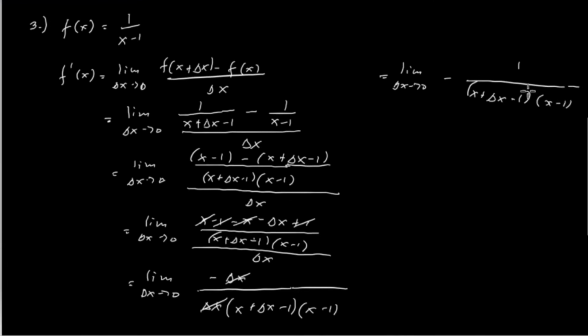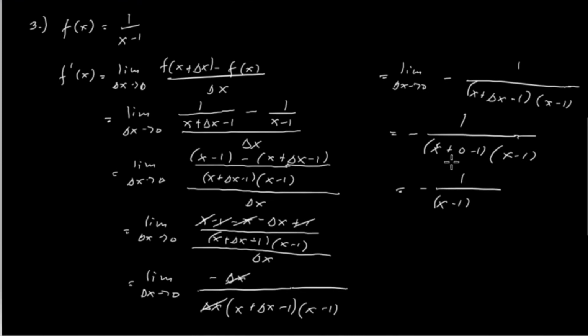And that's the time we change the value of delta x to 0. We change it to negative 1 all over (x plus 0 minus 1) and (x minus 1). Negative 1 over (x minus 1), same, therefore it is squared. So the derivative of the function 1 over x minus 1 is equal to negative 1 over (x minus 1) squared. So this is the derivative of the function.